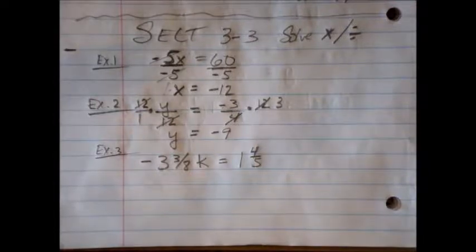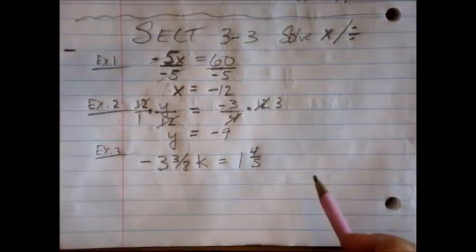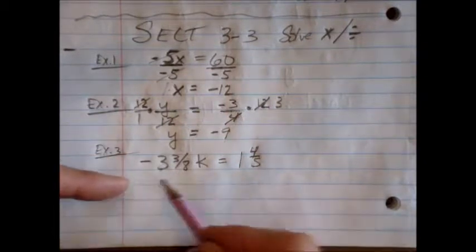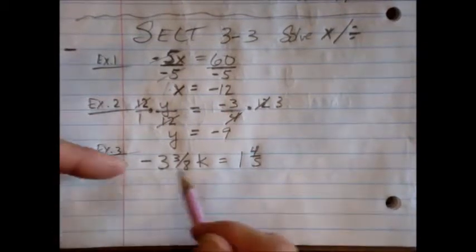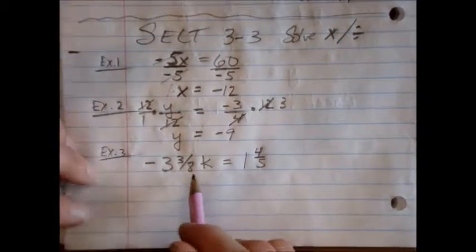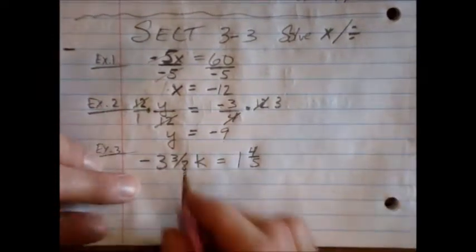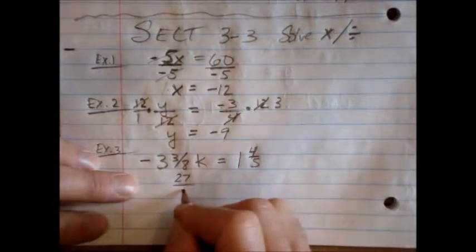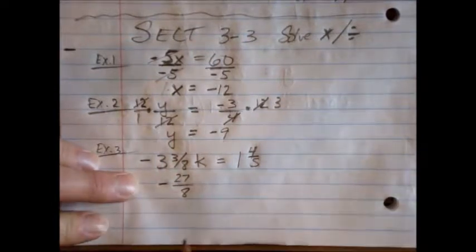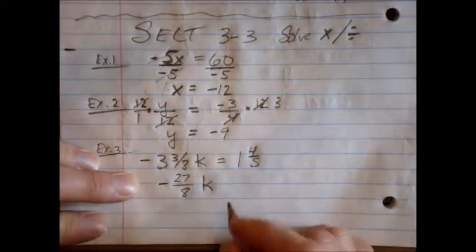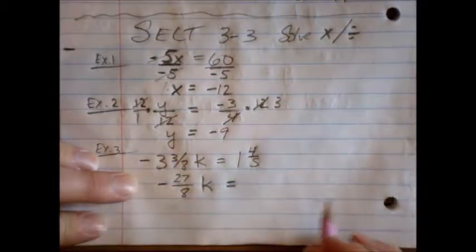Turning it into an improper fraction. Yeah, that's why I don't like mixed numbers. When you work with algebra, these are a pain in the butt. Okay, so let's convert those. 8 times 3 is 24, plus 3 is 27. So we have negative 27/8 being multiplied by k, equals, what do we got over here, buddy?